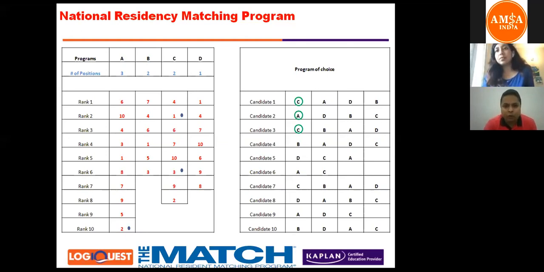Now, candidate number 4. I'm going to run through all 10 because there are some areas where you need to understand what goes wrong. Candidate number 4 says, my first choice is B. On B's list, do we find candidate 4? Yes, at the number 2 position. So, fine. I have marked him over here, and I will also rank candidate number 4 against B, because these green circles are the ones that have got matched so far.